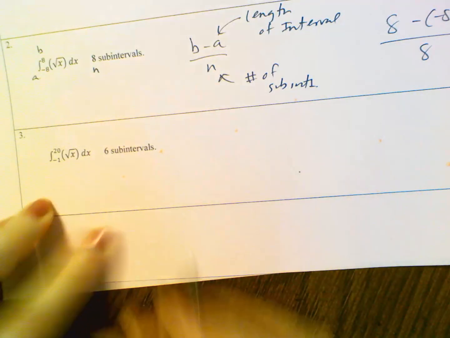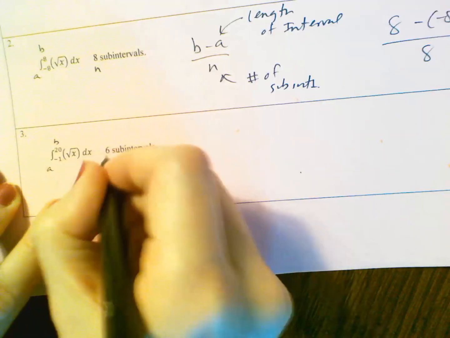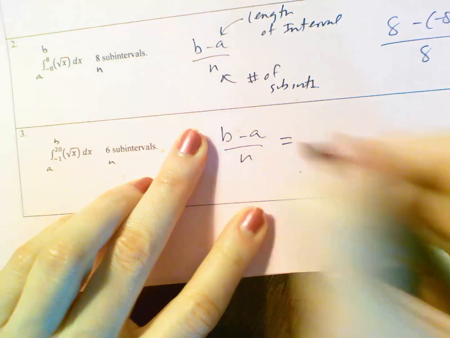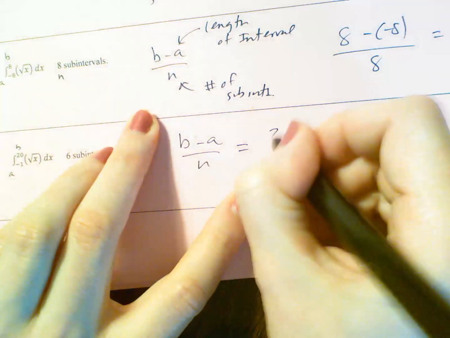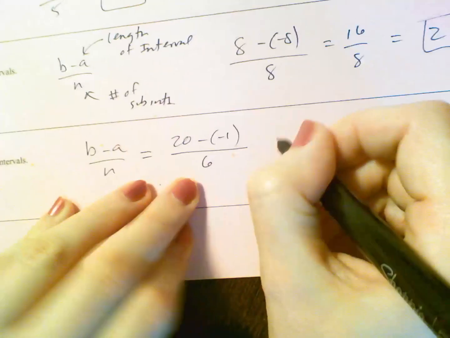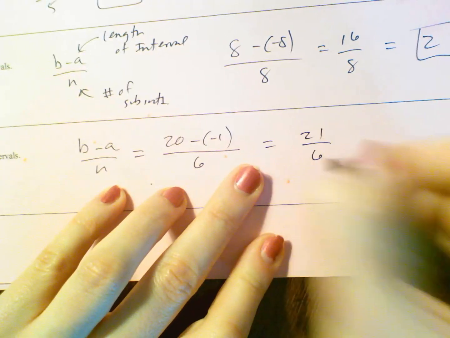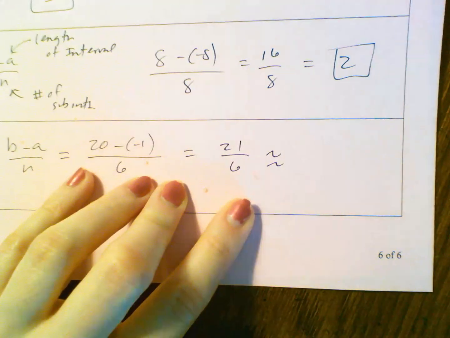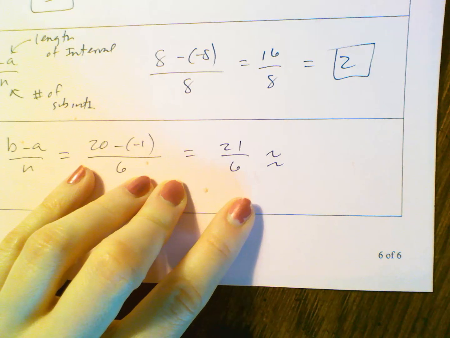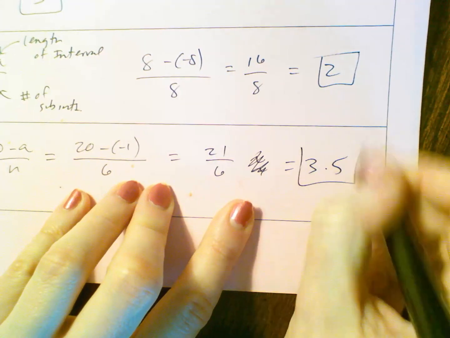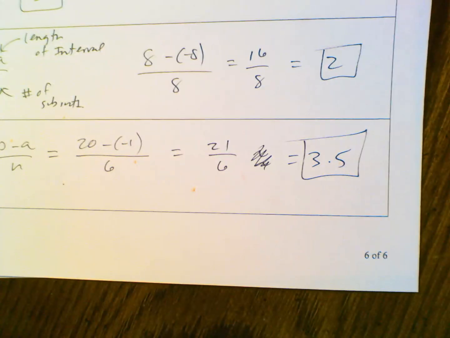Let's do it again. So that's A, that's B, this is N. B minus A over N equals 20 minus negative 1 over 6. 21 over 6. All right, I mean, probably better just to leave it, but let me do it. I don't even need approximation because it's not irrational. So 3.5.